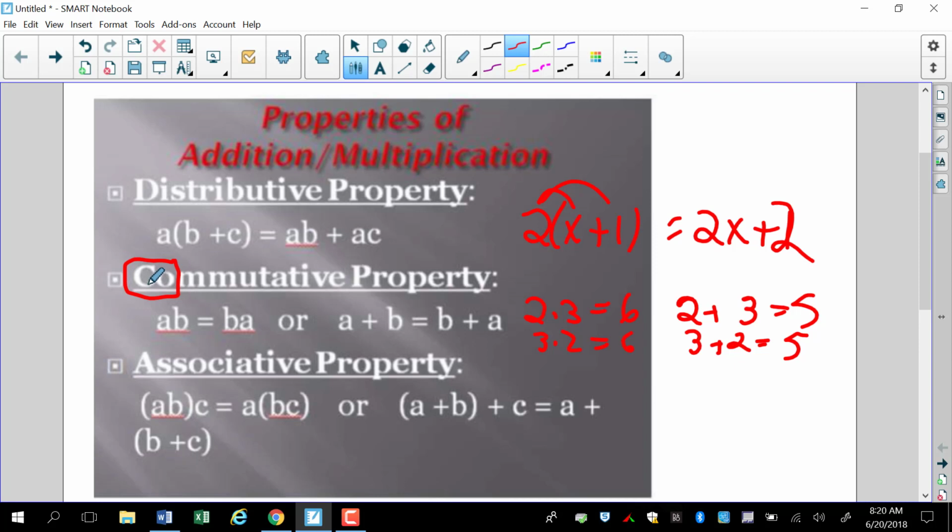Associative property means we can add a third term to this, and we can group them any way that we want. So let's say we have 2 plus 3 plus 5. Well, we could group the 2 and the 3 and get 5 plus 5 equals 10. The other thing we could do is group the 3 and the 5 and get 2 plus 8 equals 10. And that's all associative property means, that we're allowed to group them any way we choose.